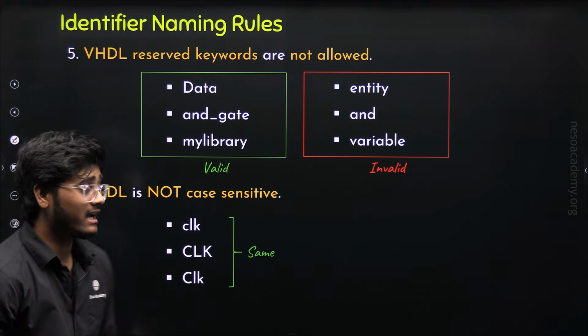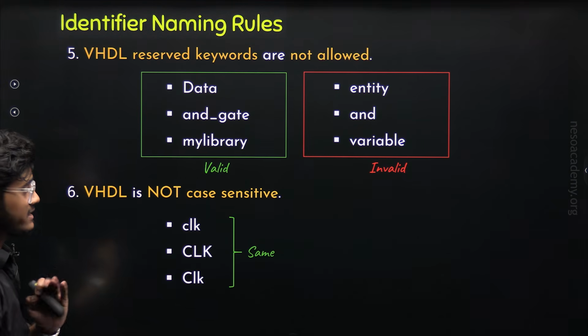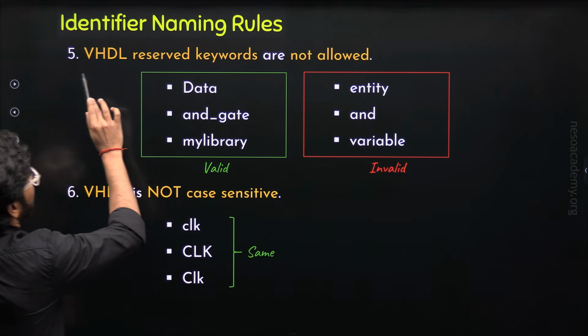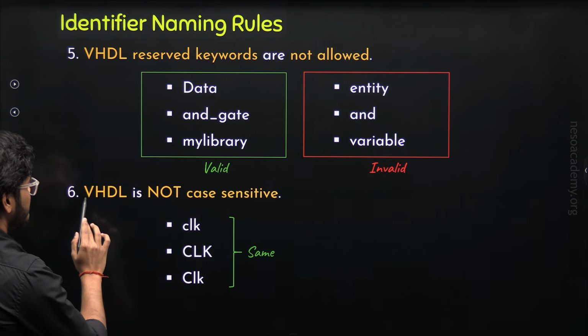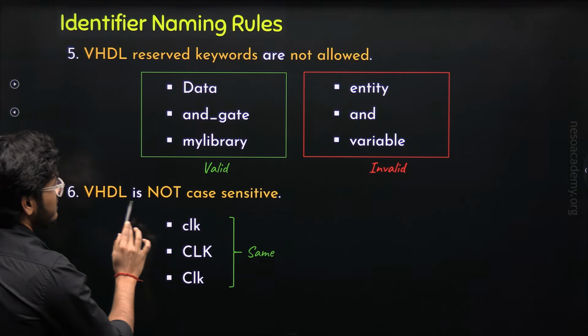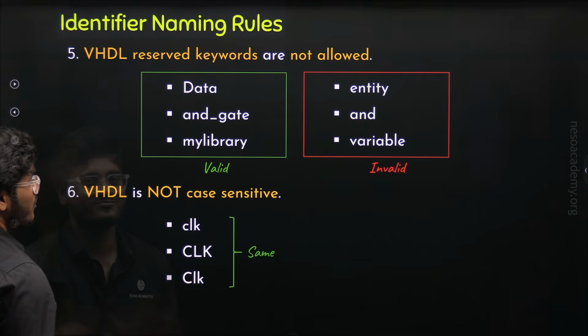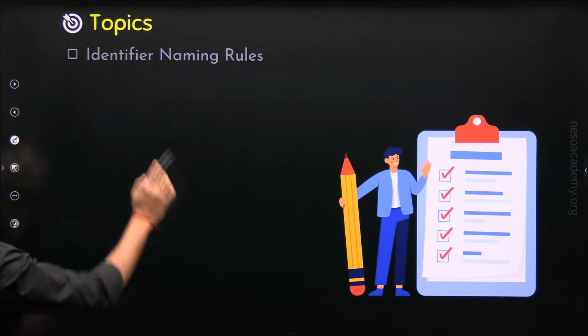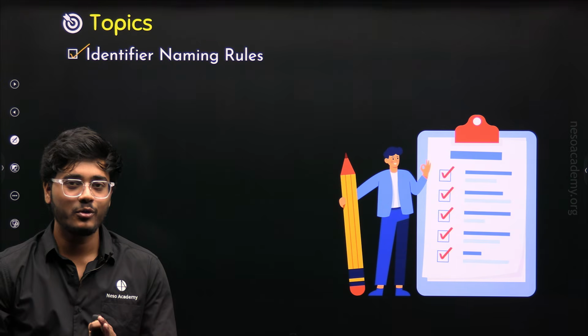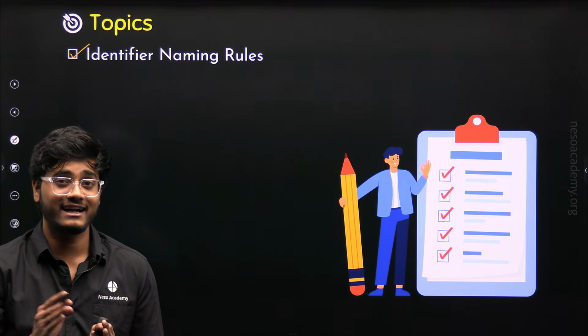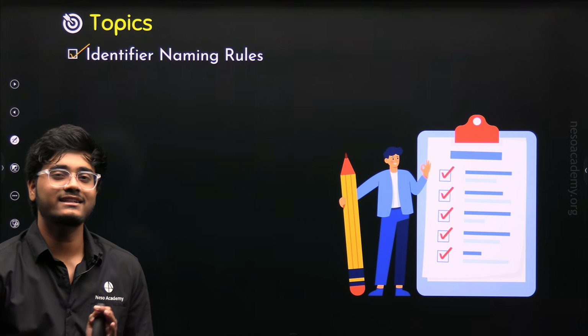So I hope you understand the fifth and the sixth rule, where the fifth rule says VHDL reserved keywords are not allowed, and the sixth rule says VHDL is not case sensitive, which means we are done with this topic of identifier naming rules. And I hope you understand how to write an identifier name using these six rules.